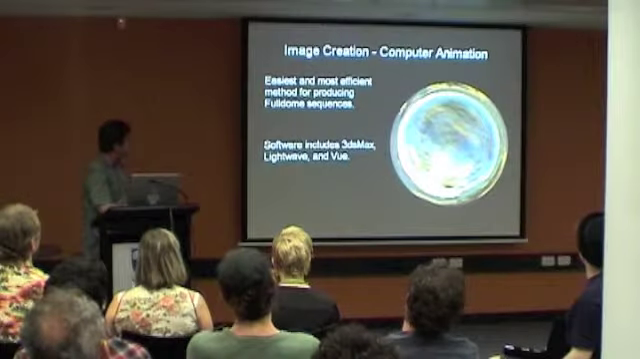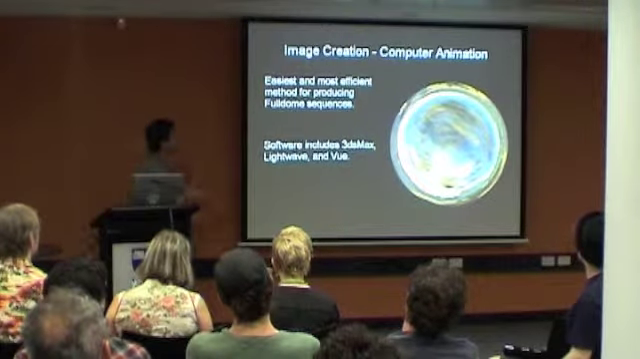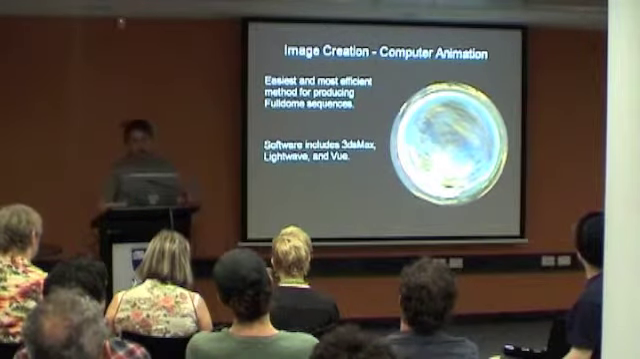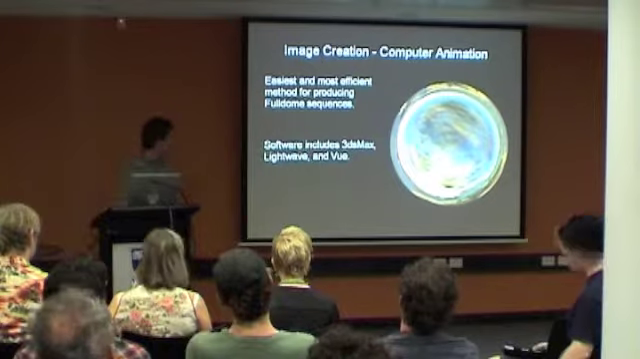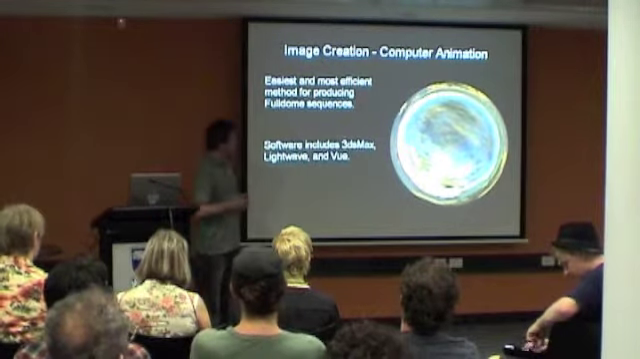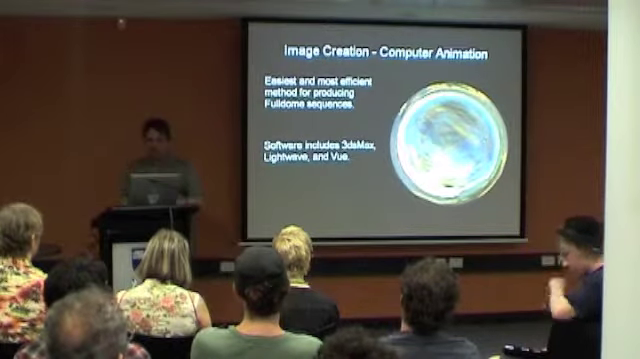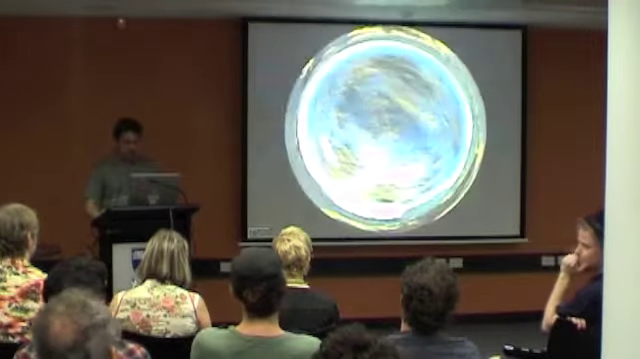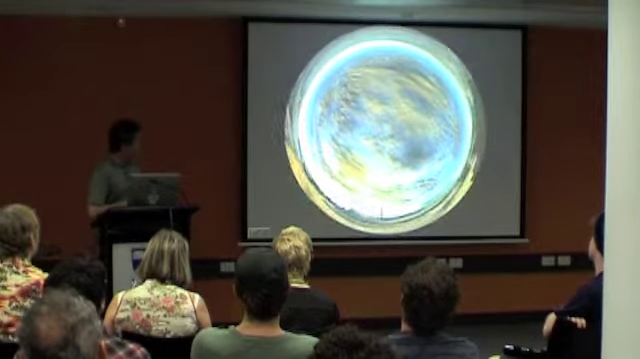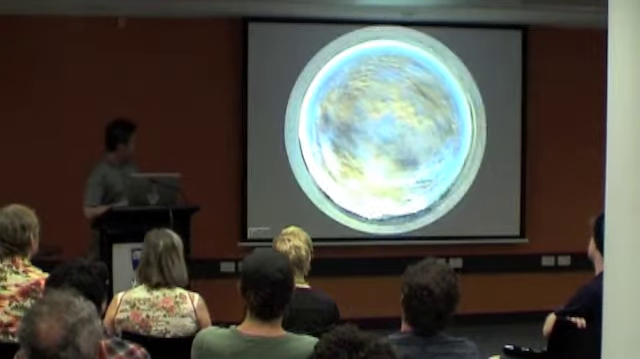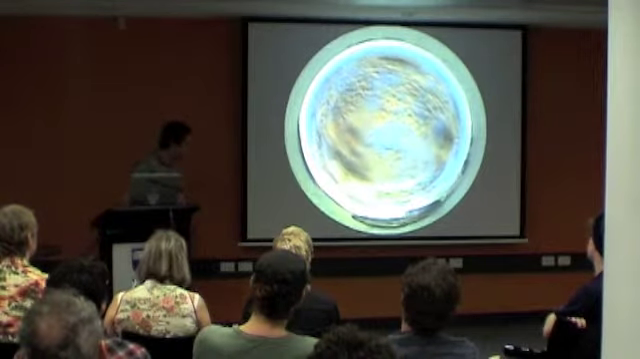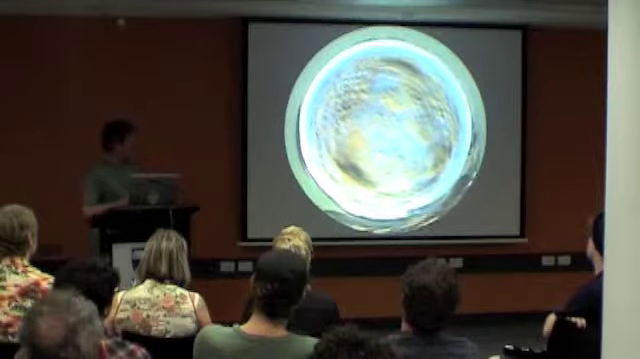Next, I've got computer animation. It's still currently probably the easiest and most efficient method, particularly for our planetarium, in producing full-dome sequences. We use all three of these packages for producing content. This clip is from our Living Climate show. It's like flying across Antarctica, and it's all produced in Vue, which is a world-generating software.